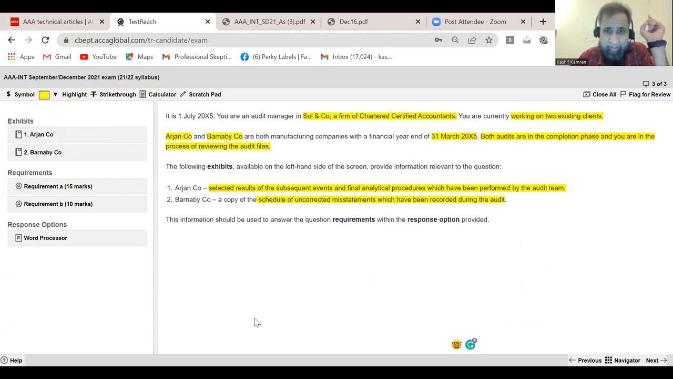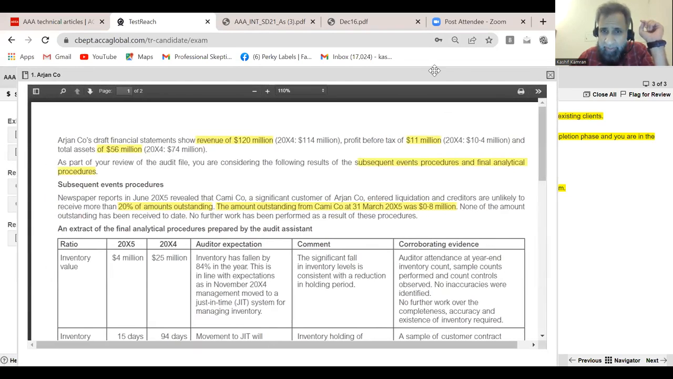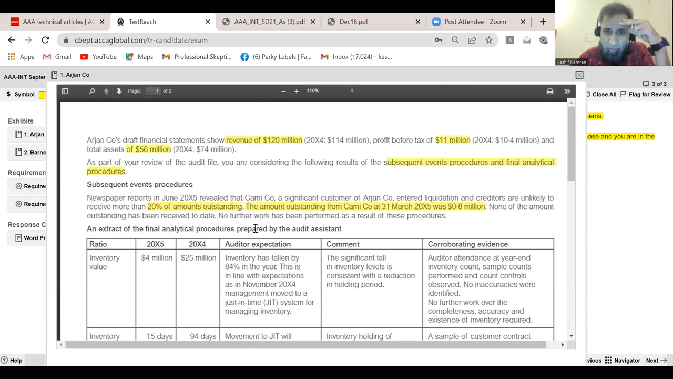And we have identified that there is a bankruptcy of a customer. So is it an adjusting event? June 20X5, we got to know that one of the customers is facing bankruptcy and will only pay 20%. So is it an adjusting event? Yes. Should we adjust the financial statements? Yes. None of the amount outstanding has been received. So the outstanding amount is 0.8 million, and we know that only 20% will be received. So the remaining has to be written off as a bad debt, right?